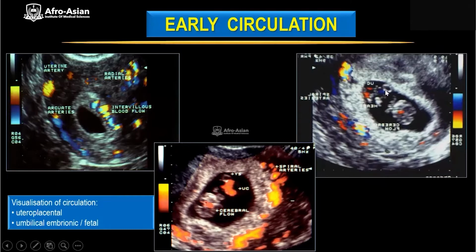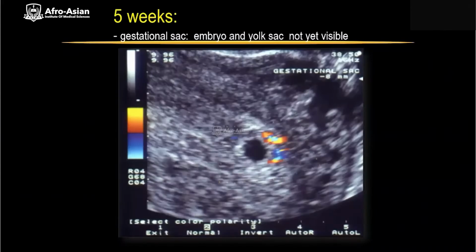Here again we can see the yolk sac. We have the umbilical cord here, and then the flow in the cerebrum, which is called the cerebral flow, in the head of the embryo. At 5 weeks gestation, embryo and yolk sac are not yet visible, just a sac. It is 5 weeks. We usually get the yolk sac and embryo at 5 weeks 4 days onward, or at least at 6 weeks.